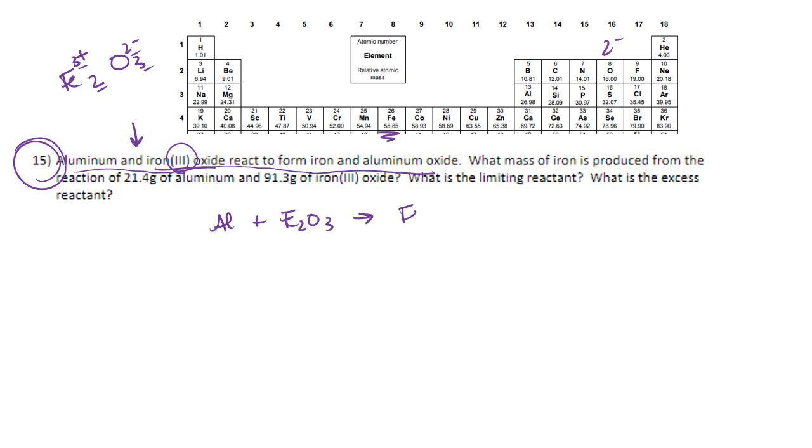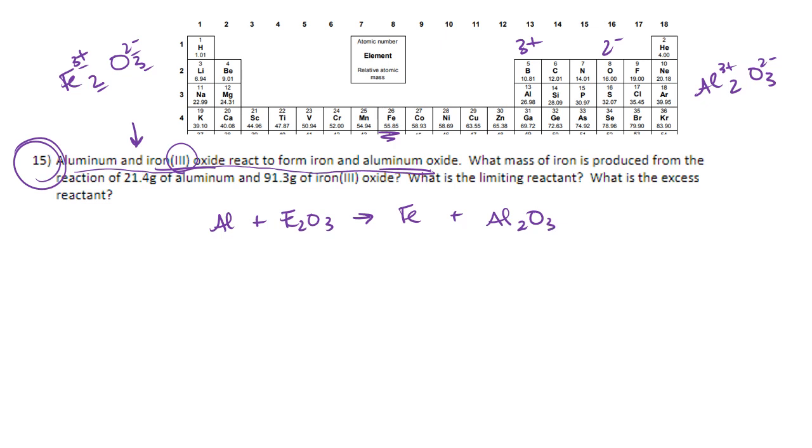We're going to form iron, that's Fe by itself, and aluminum oxide. Again, we need to balance some charges. Aluminum here is going to be a +3. Oxygen is still a -2. So once again, 2 and 3 to balance out those charges. The formula for aluminum oxide is Al2O3.